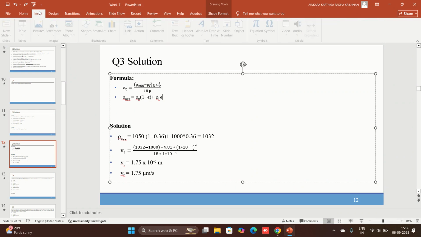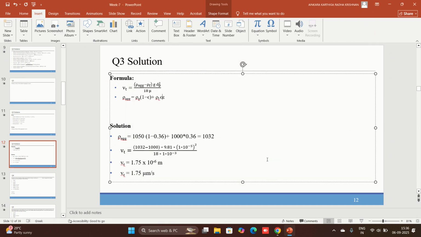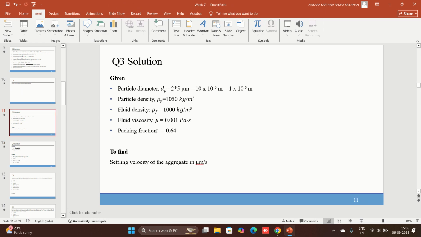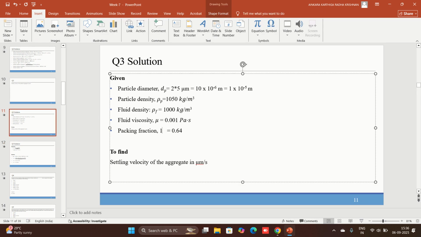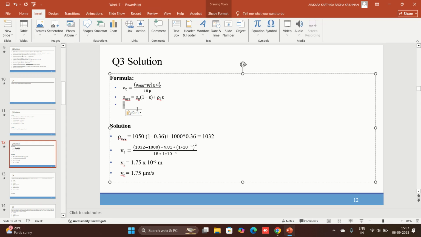We can insert the epsilon symbol. Was it given? The packing fraction, 1 minus epsilon, is 0.64. So now 1 minus epsilon is 0.64, and epsilon will be equal to 1 minus 0.64, equal to 0.36.